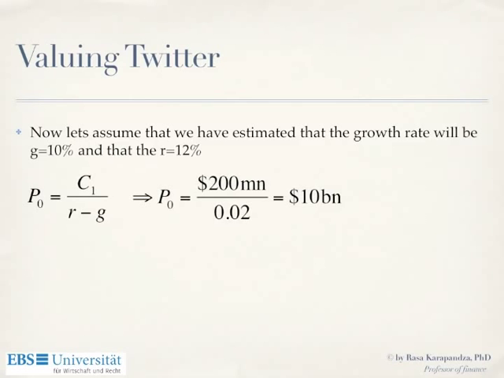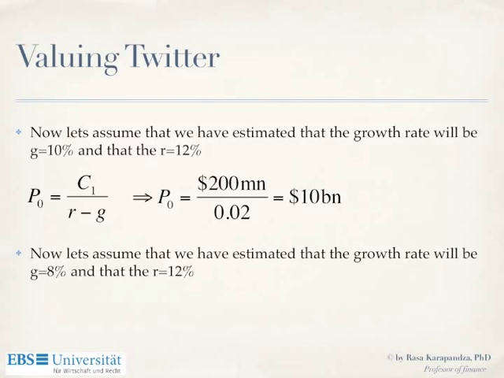And by using these numbers, he could have reached the number of 10 billion. But imagine that he actually made a small mistake. That it turns out that Twitter does not grow forever at the rate of 10%, but he made a small mistake and Twitter grows at the rate of 8%.